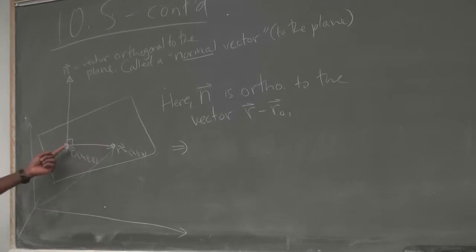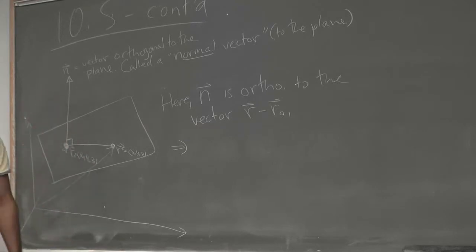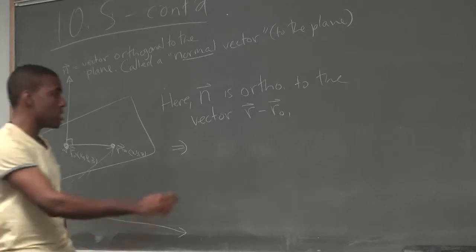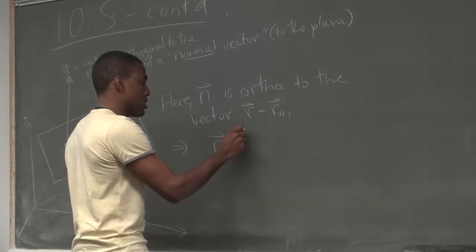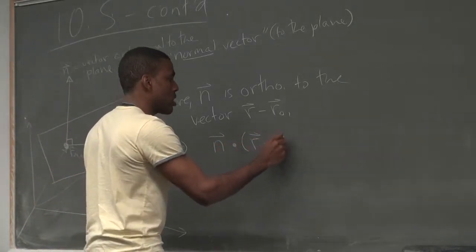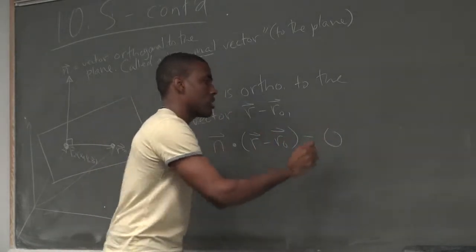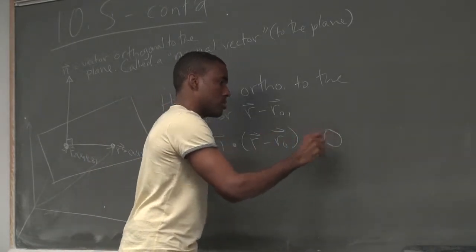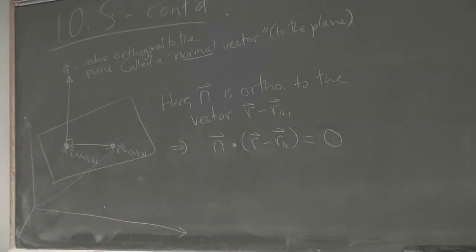So, two points on the plane, I can connect them with a vector. The normal vector obviously has to be orthogonal to that vector when I connect the two points on the plane. What does that mean? The cross product is 0? No. Cross product is 0 means what? Parallel. So the dot product has to be 0. It means if I take the dot product of n with the vector r minus r0, I would get, the dot product being a scalar, the scalar 0.